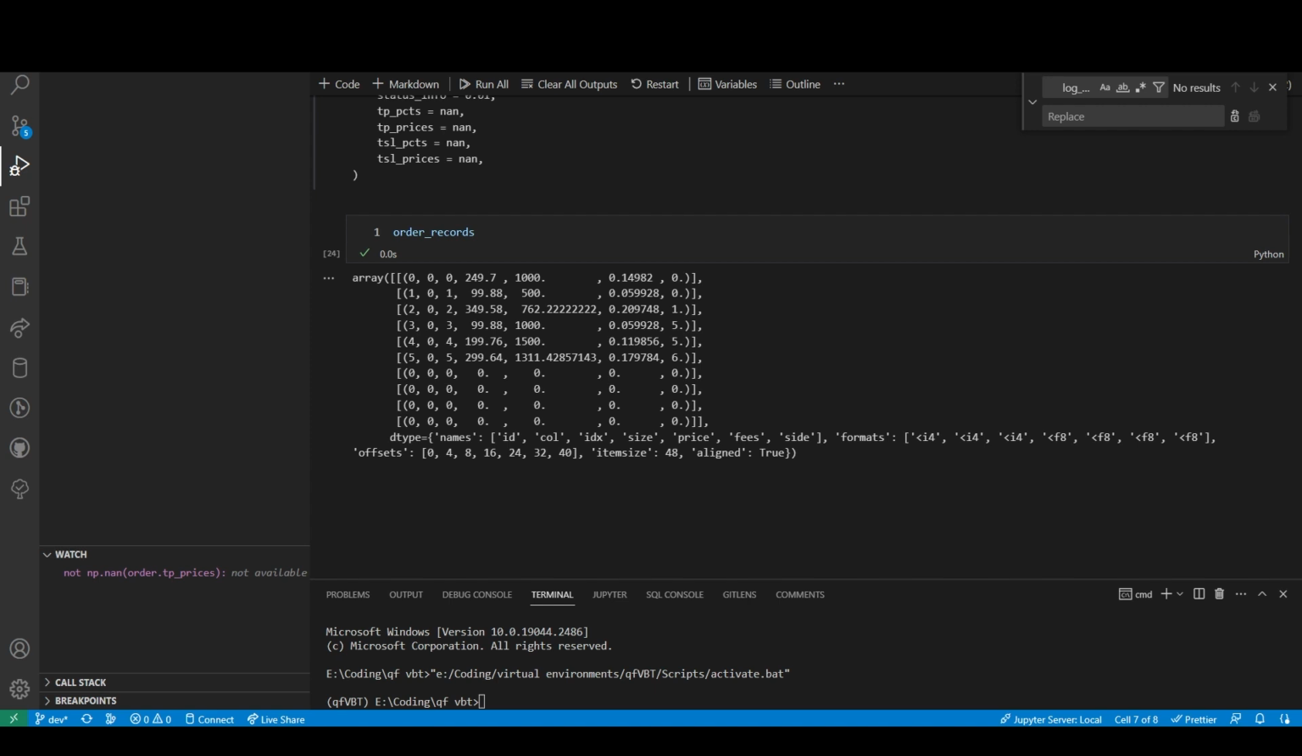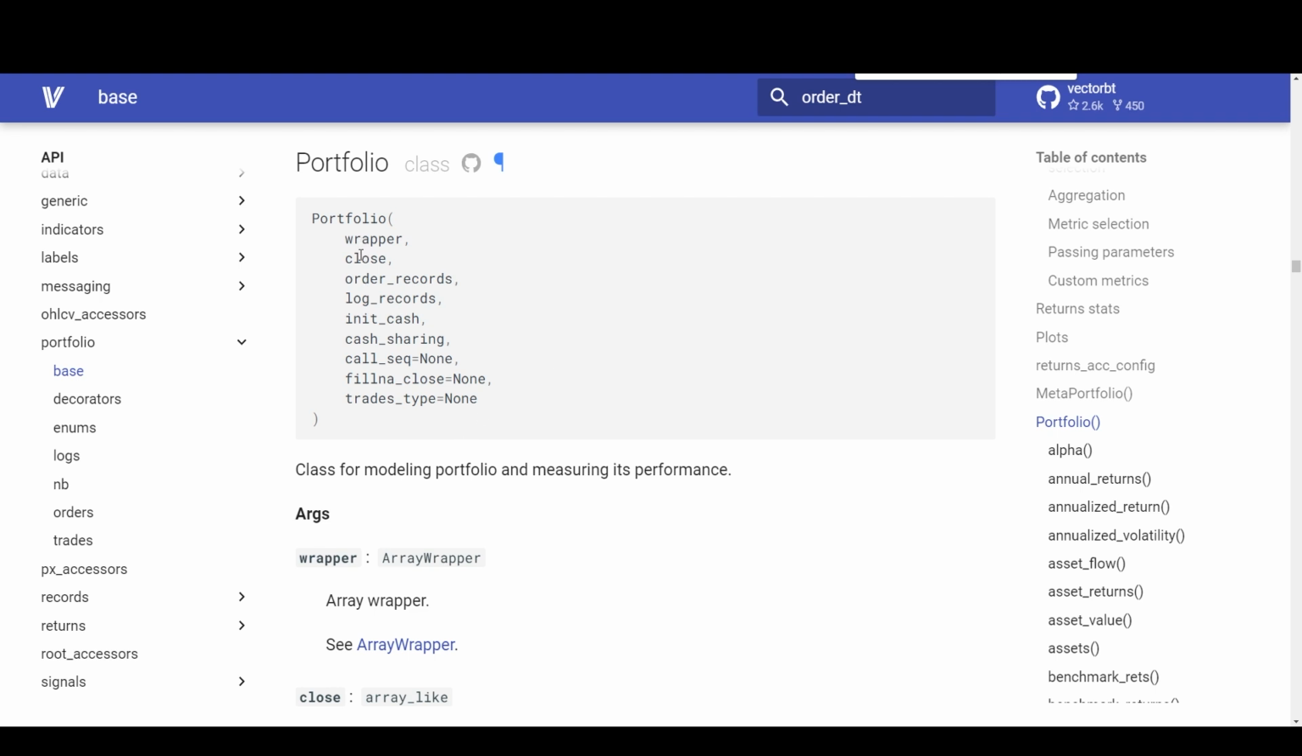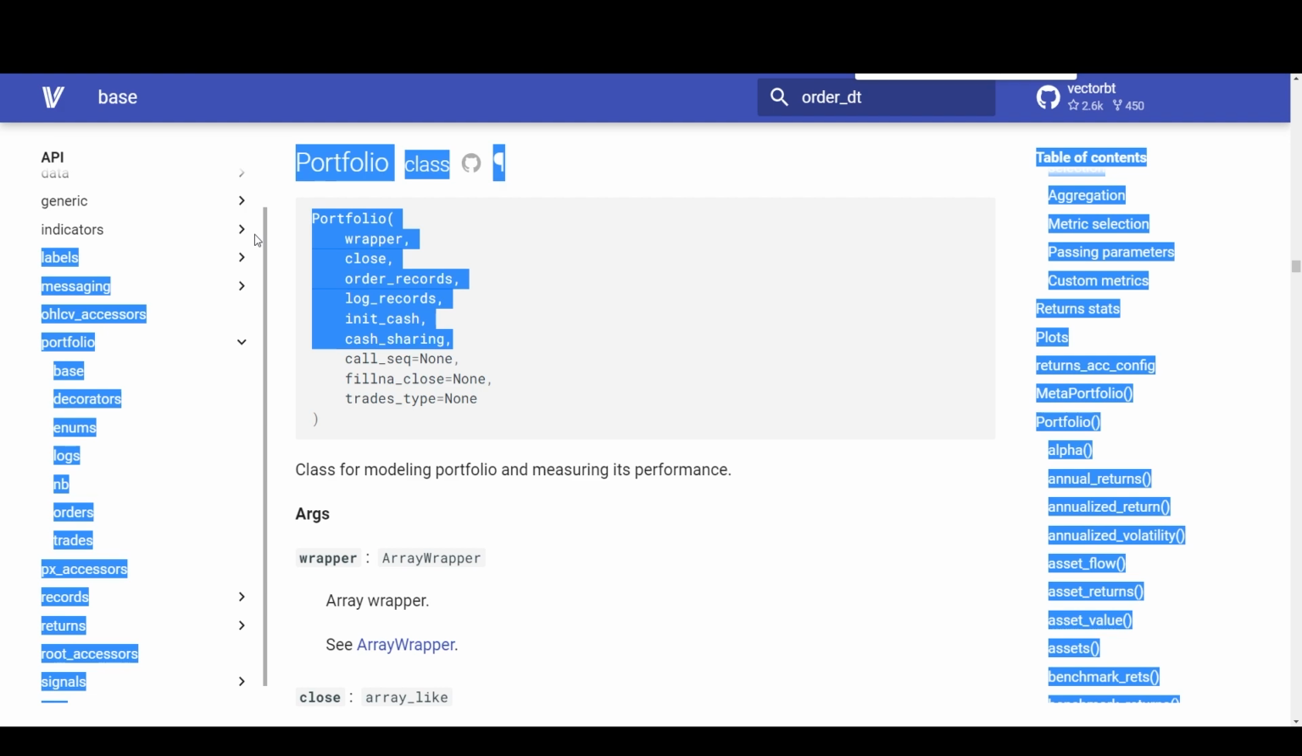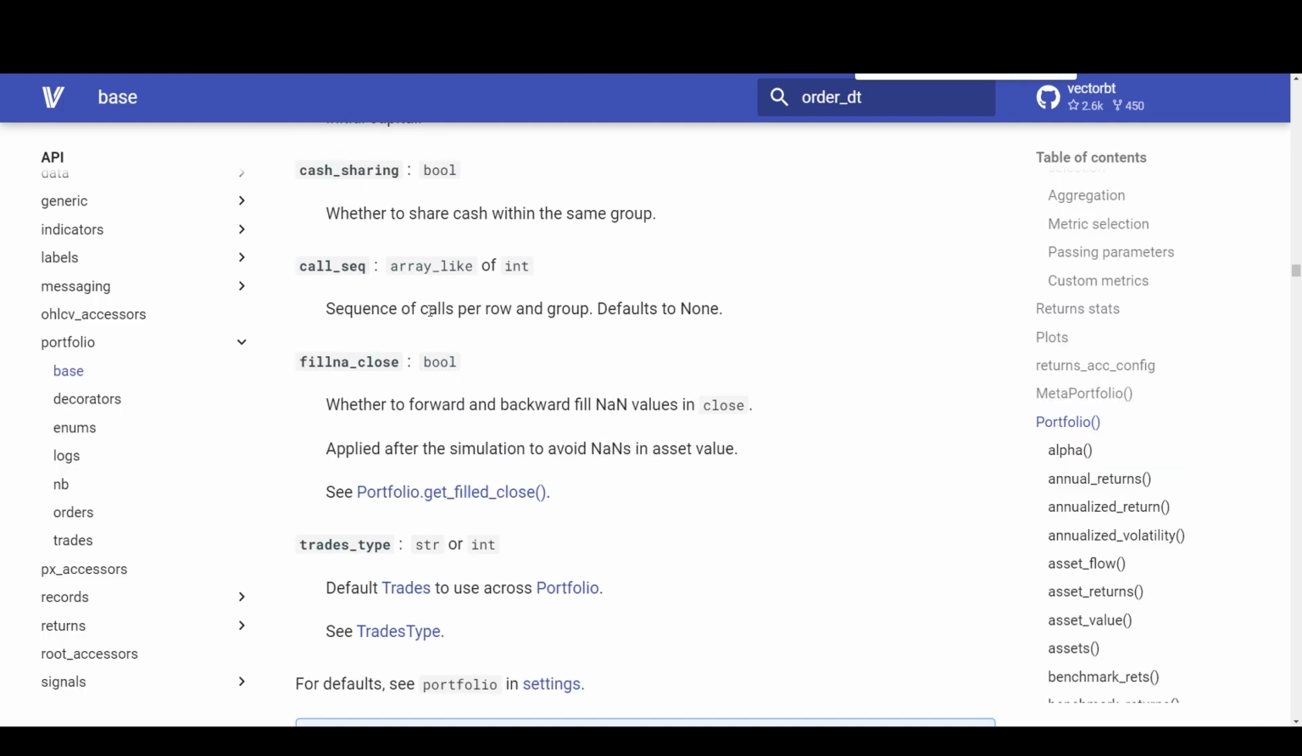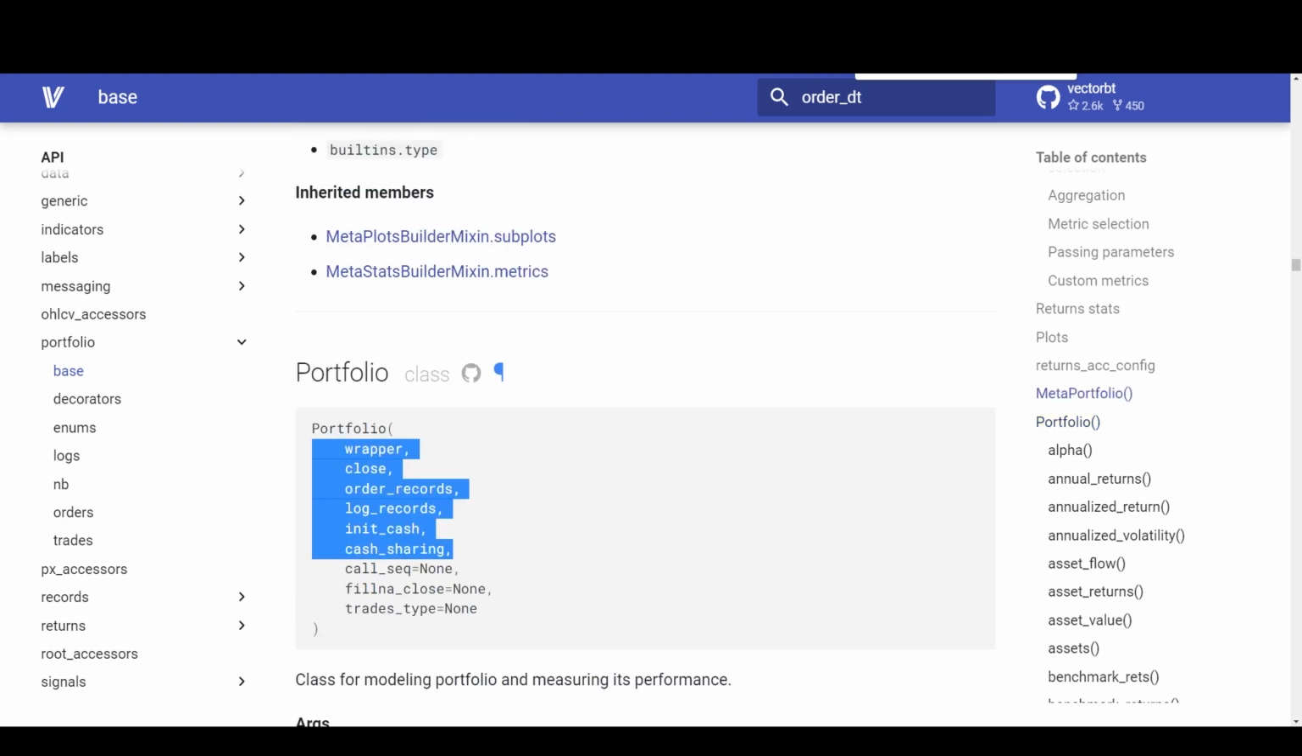So apparently I should be able to just throw this order records into the portfolio and it should spit out the results. I should just be able to do close as a wrapper, order record, open, close equals. Let's see here. Because if we look here, I should be able to give it a wrapper, a close, order records, log records, init cache, and cache sharing. If I give it all of that, then I should be able to... Can I just try that now? What happens?